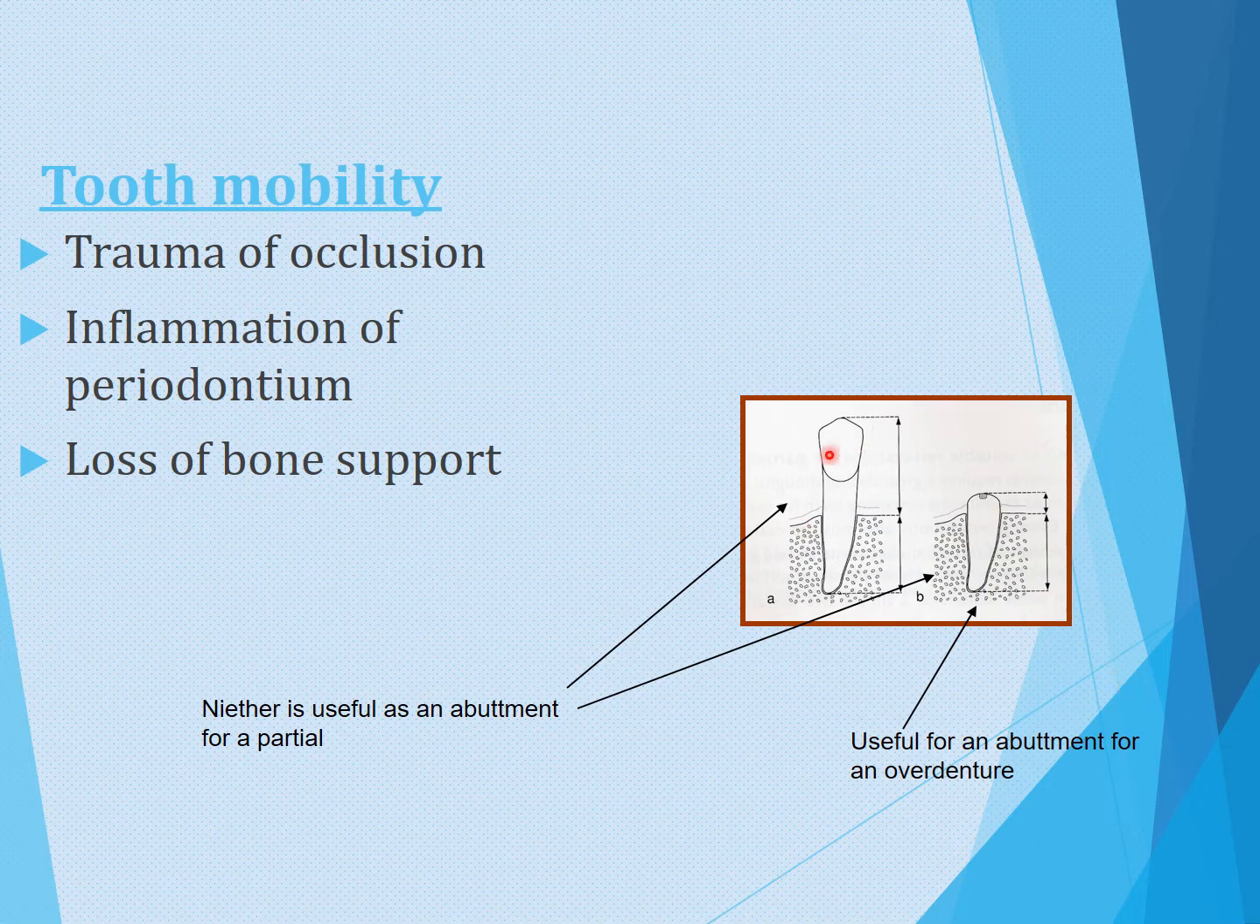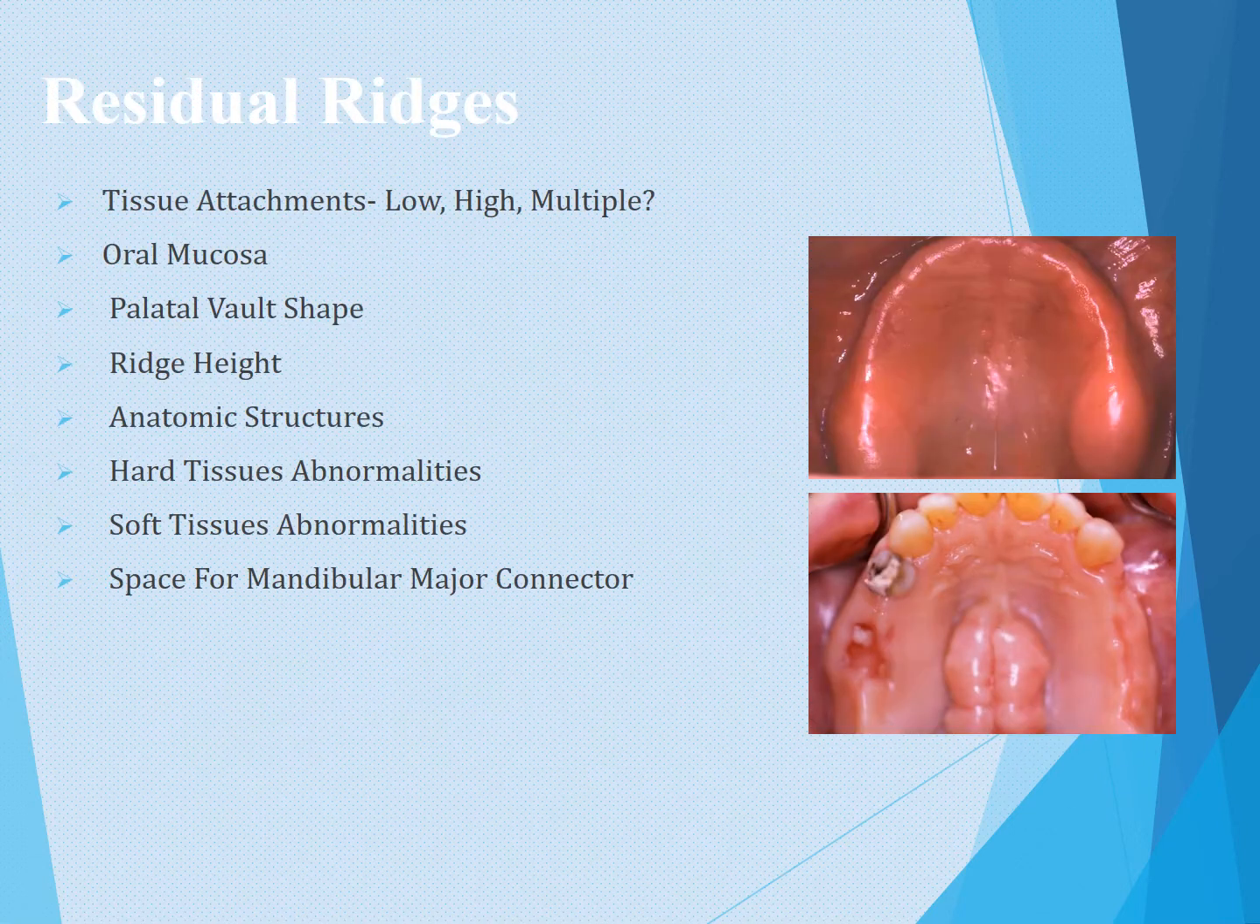All right. You can use this as a partial denture abutment, but again, I would not prefer that, guys, because later this will lead to mobility, and there we have to give a clasp at one place. You cannot give a clasp on the root, guys. Okay, so it's important. Residual ridges, yes. Tissue attachments, high or low, has to be seen.